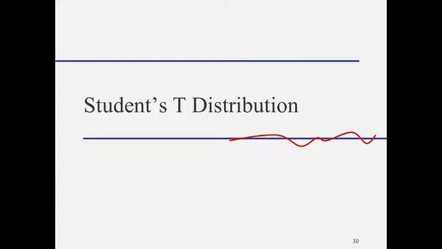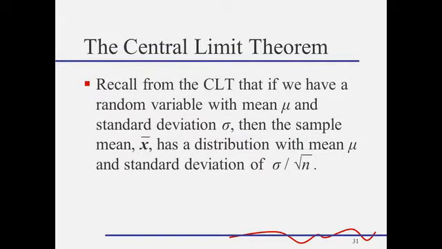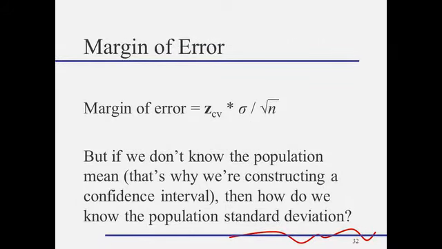In this video, I will talk about a distribution that is new to us called student's t-distribution. We know from the central limit theorem that the sample mean has a distribution with mean mu and a standard deviation of sigma divided by the square root of n. Therefore, if we want to compute the margin of error for a mean, the formula would be the critical value times sigma divided by the square root of n. Now we have a problem.